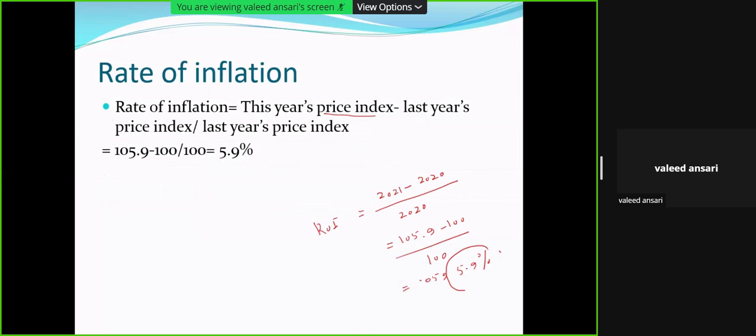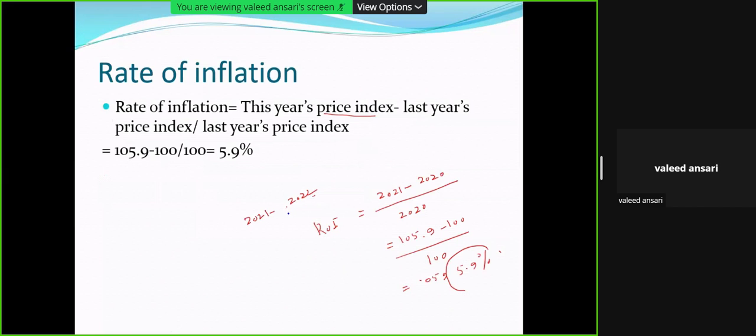So in comparison to that year, and in the same way, for example, if you want to find out the inflation from, let us say, 2021 to 2022, naturally, the change divided by the starting point, you can easily find out. And so this is how inflation is calculated using a price index.